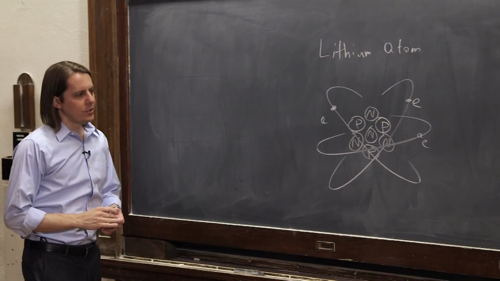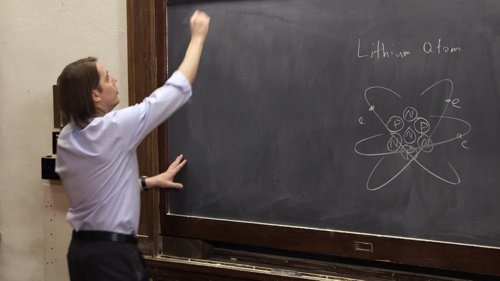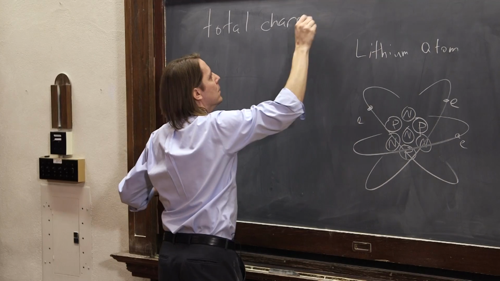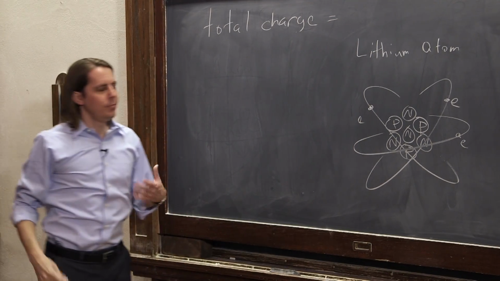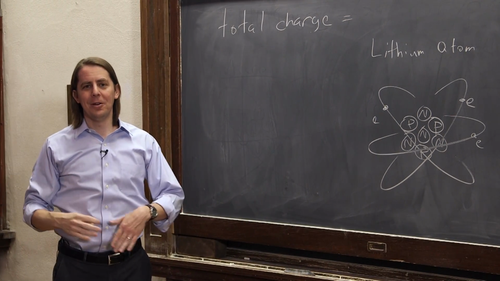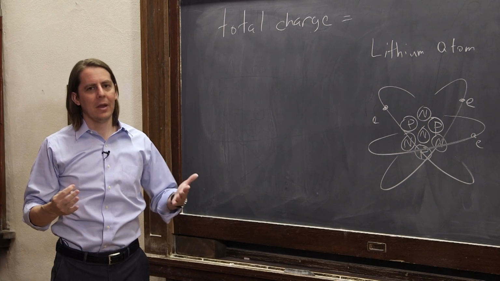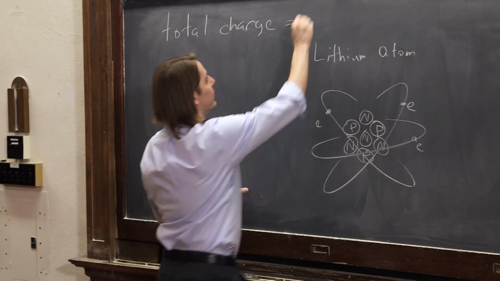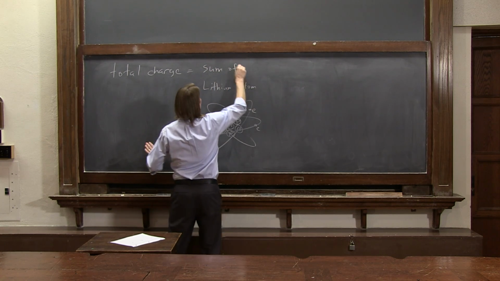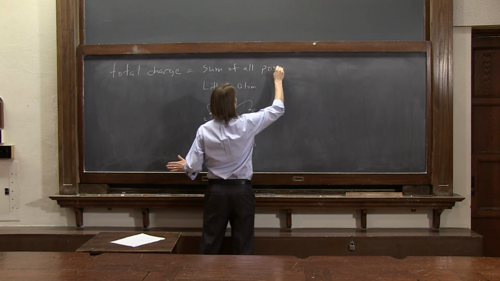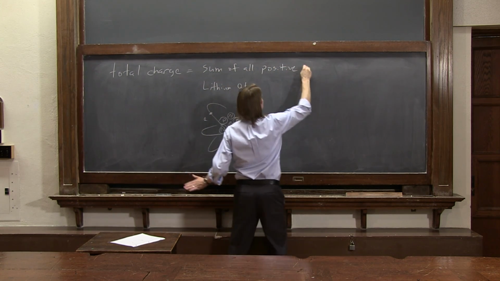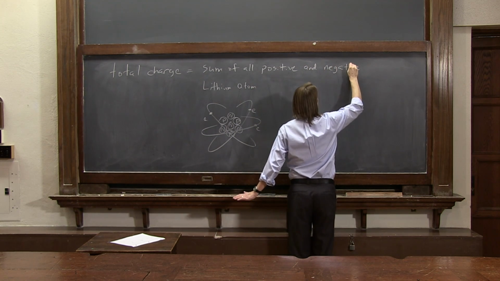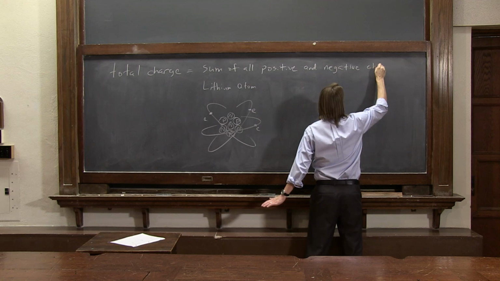And if we're going to talk about charge, we need to figure out what is the total charge. Well, it obeys superposition, which is just a fancy physics way of saying add it all together. Right? So the total charge really is just the sum of all positive and negative charge.